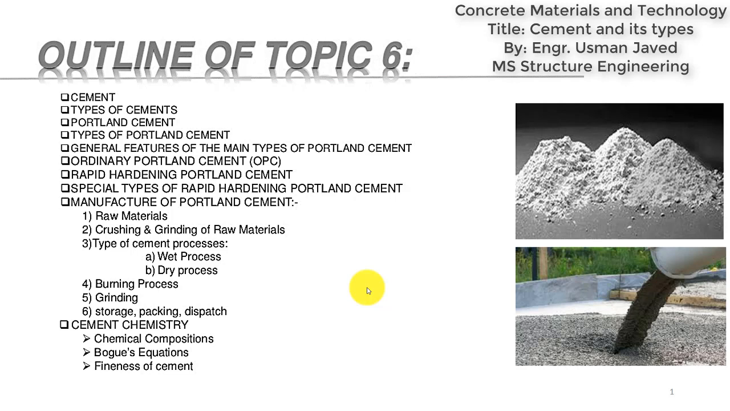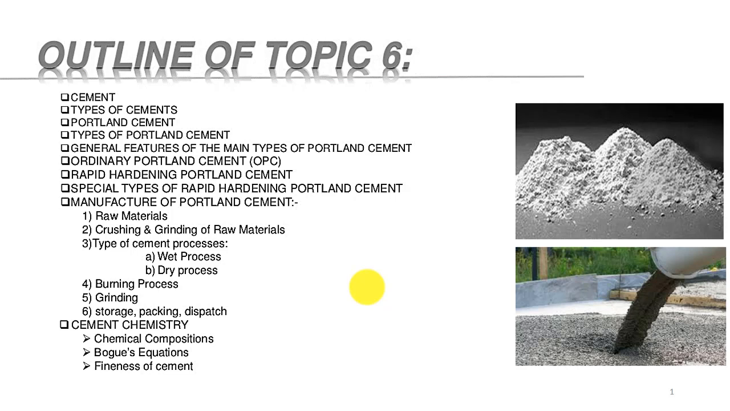After that, we will discuss the manufacturing of Portland cement, what manufacturing process is involved, its raw material composition, its crushing and grinding of primary raw materials, methods involved in grinding and crushing of these materials. Then the cement processes, the burning process involved, the burning temperatures, burning regimes, burning shape, type of the burning kiln, and then the grinding of the clinker, and lastly the storage, packing and dispatch, and the manufacturing scheme of cement.